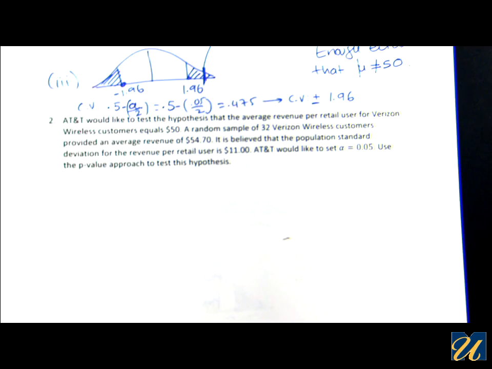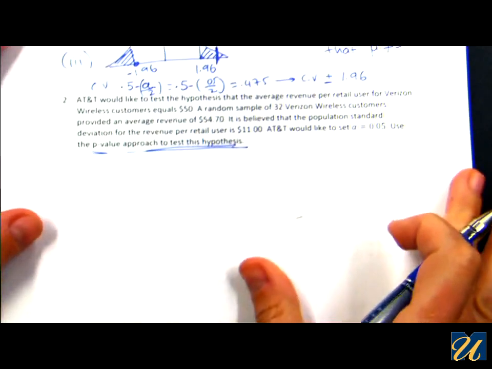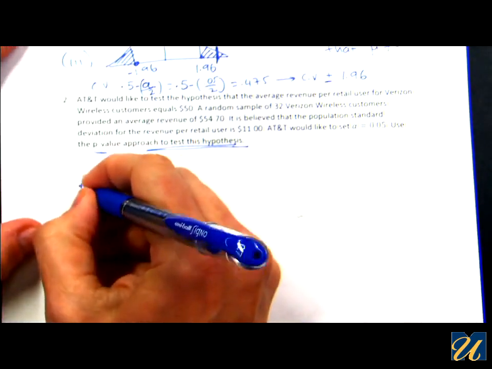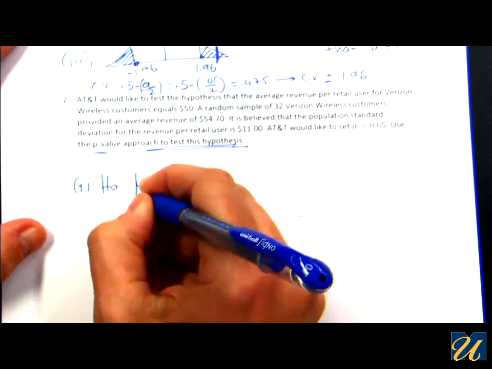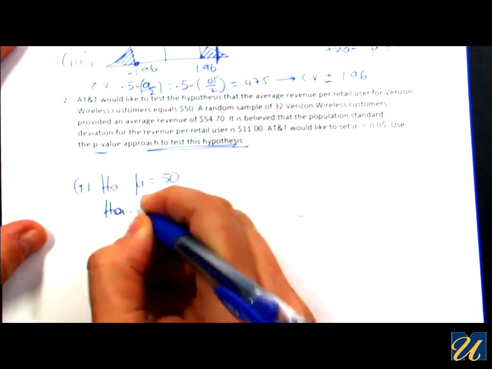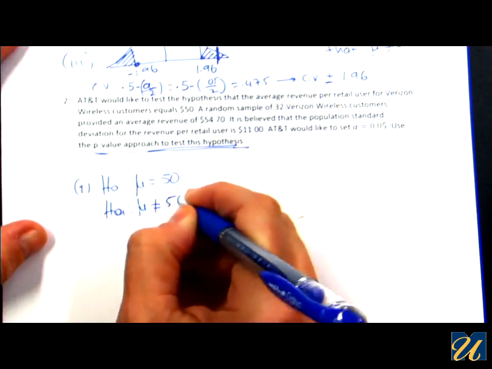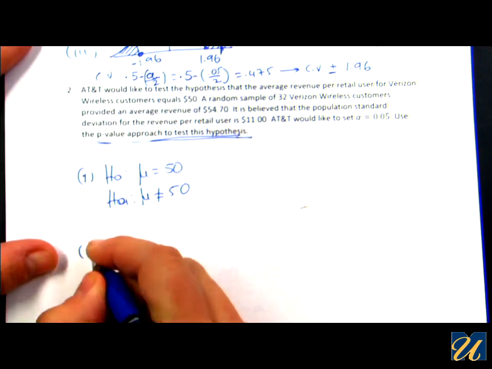So in this case, I have the exact same problem. The only thing I'm changing is the way I conduct the hypothesis test. For the p-value approach, once again, we have H0: mu equal to 50. We have HA with mu different than 50, and then we find the test statistic.